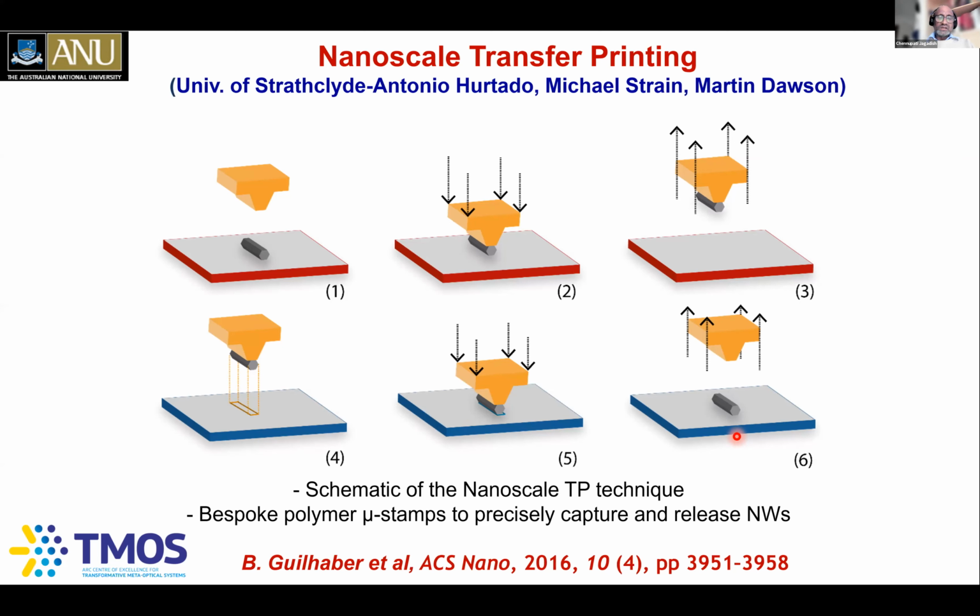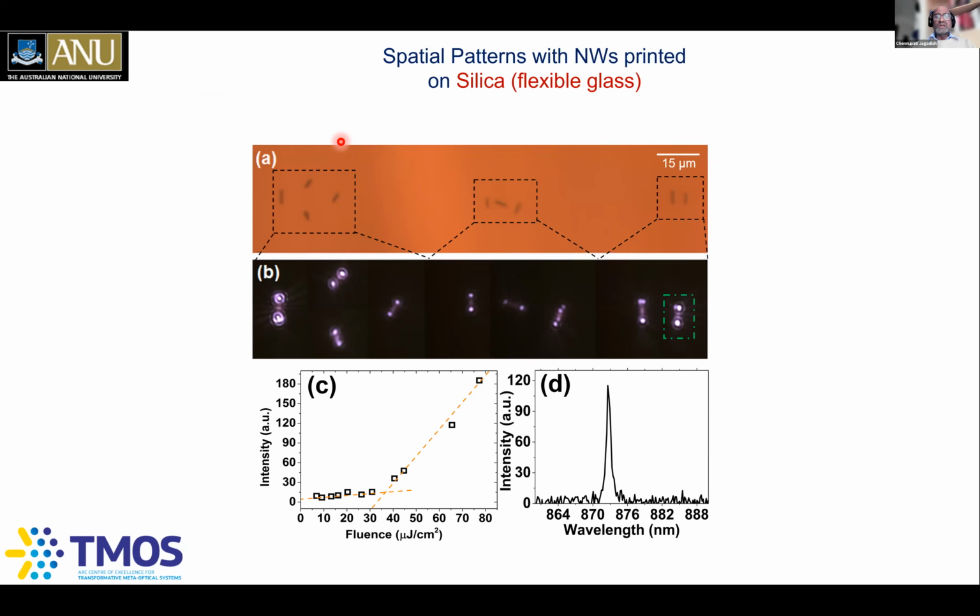A lot of this work has been done by research fellow in their group, Dr. Ben Hayward, and his effort really helped us to make these, followed by many students as well. So here's a case where we managed to transfer these nanowires onto flexible glass substrate, because we want to use them for flexible photonics or flexible optoelectronics applications. Flexible glass means you'll be able to bend it, and then you can also transfer it onto polymer materials. You can see these nanowires in the optical image.